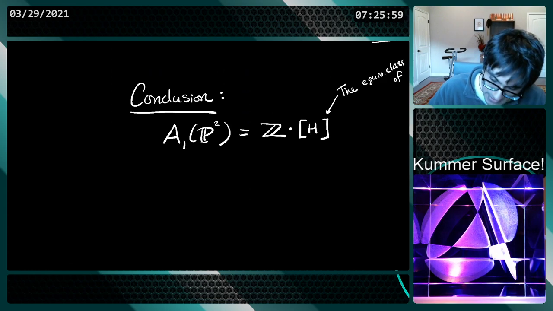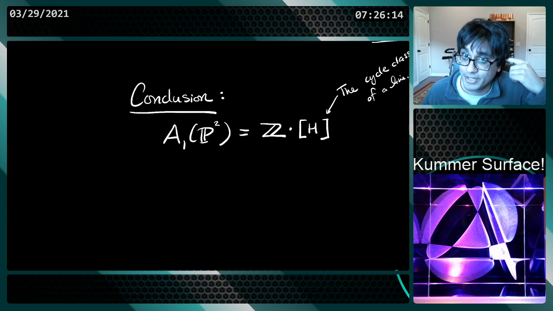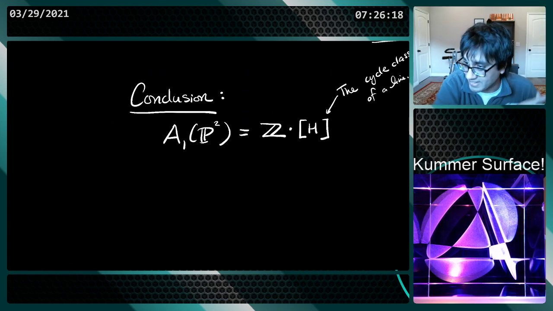The cycle class of a line. Okay, let's start using the language. The cycle class of a line. Which line? Any line, because any 2 lines are linearly equivalent. Go ahead and figure out a variety W that takes one line to another line.